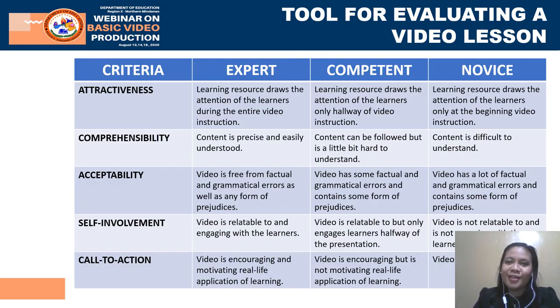So this coming Tuesday, we will probably use this tool for evaluating a video lesson, using the video instructions that you will be submitting. And I know that you will be making very good videos, and I'm excited. Our team is very excited to watch the video presentations that you will be preparing for Region 10.